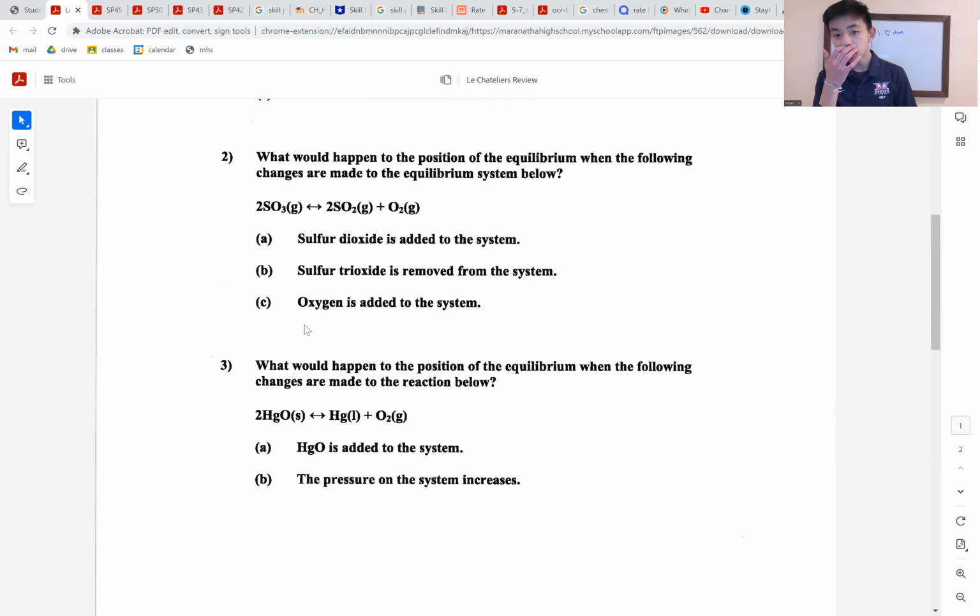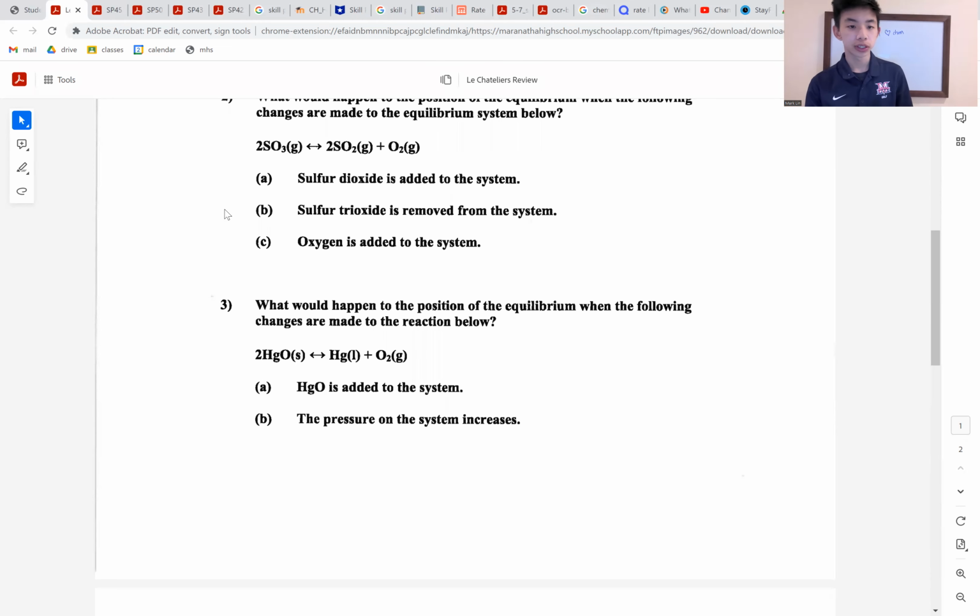So C, oxygen is added to the system. Oxygen is right here. Whenever you add something to one side, it will compensate by going to the other side. So same thing like A. Anything you add to the product side, it will shift to the left. So it will be reversed as well. So all three are reversed.